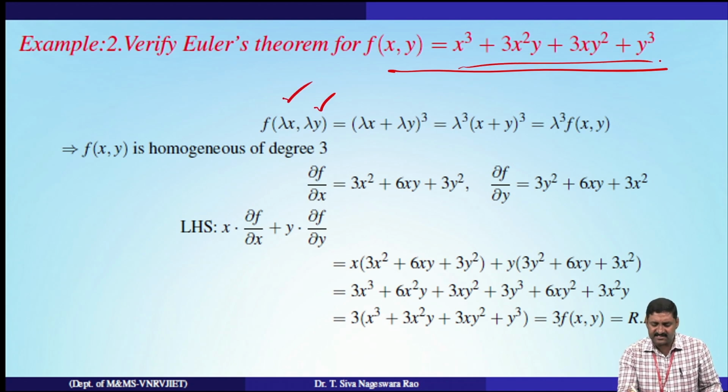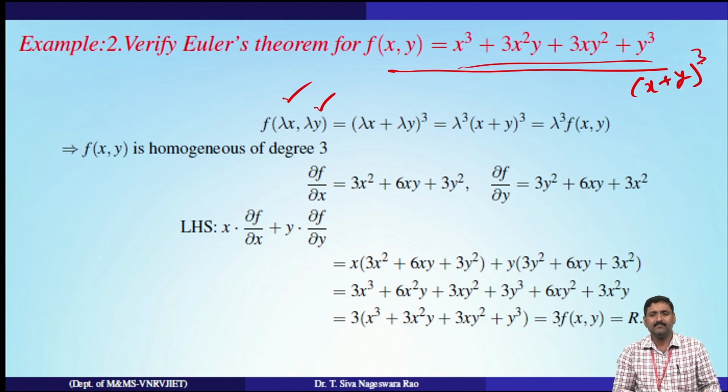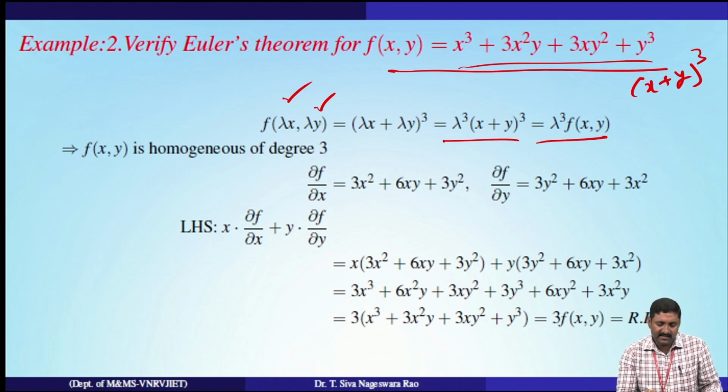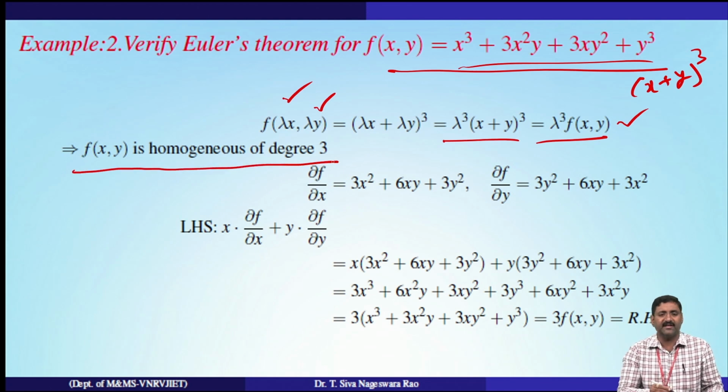Now what is basically this expression? This expression is x plus y whole cube. So we will replace x with lambda x and y with lambda y. Then what will you get? Lambda x plus lambda y whole cube. Take out lambda as common. You will get lambda cube multiplied by x plus y whole cube. Then we will write it as lambda cube multiplied with f of x comma y. Therefore, this function f of x comma y is a homogeneous function of degree 3.